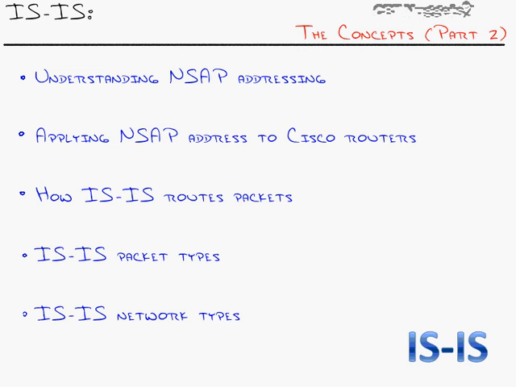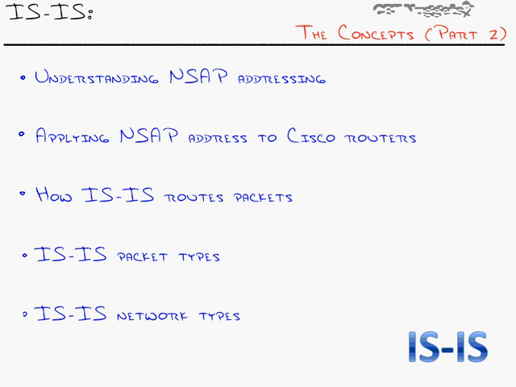We'll look at how to apply that address to a Cisco router, how ISIS routes packets once we do have a domain up and running and we're sending packets between our devices. Then we'll look at the ISIS packet types. Just like in OSPF, we had the different types of packets, the LSUs, LSAs, and that sort of thing, we have different ISIS packet types, and it's actually much easier, thankfully. And then finally, we'll look at the ISIS network types. Also much easier than OSPF.